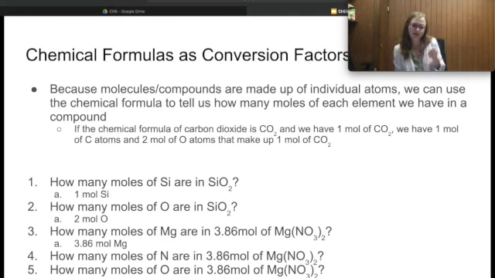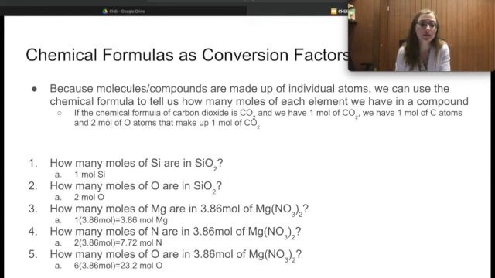So, if I want to know how many moles of nitrogen are in magnesium nitrate, and I have 3.86 moles of magnesium nitrate, I'm going to need to go ahead and multiply that number by 2 so that I can get 7.72 moles of nitrogen. So if I have 3.86 moles of magnesium nitrate, I have 7.72 moles of just nitrogen contained within there. Okay?